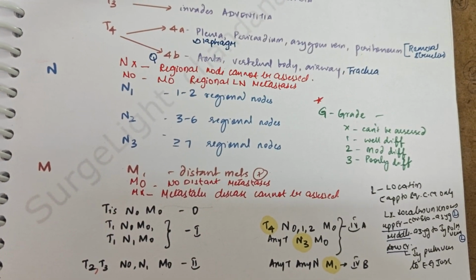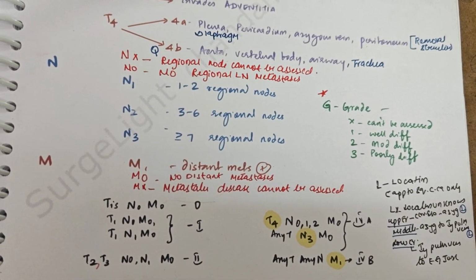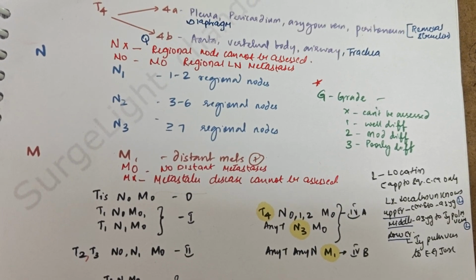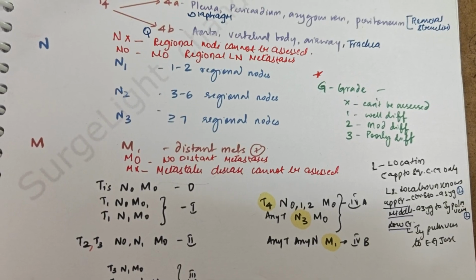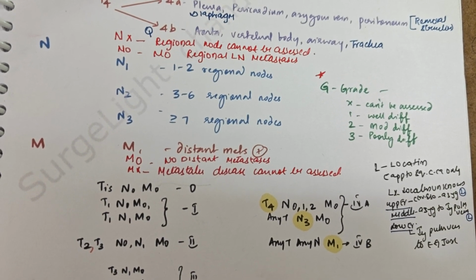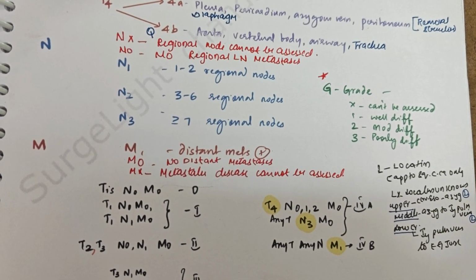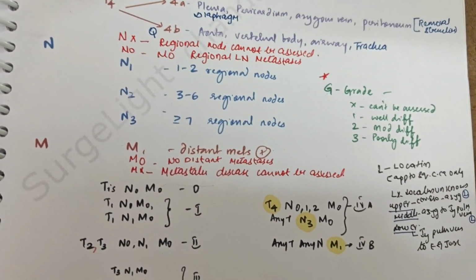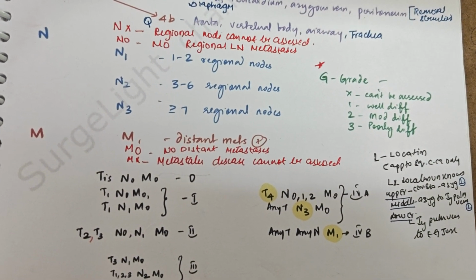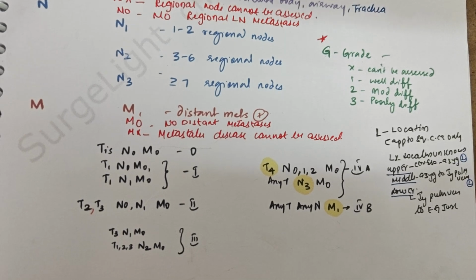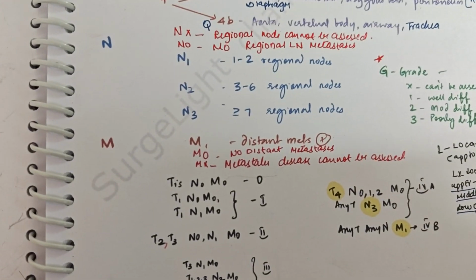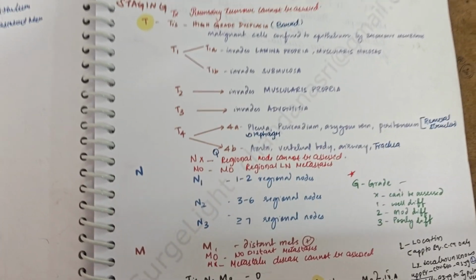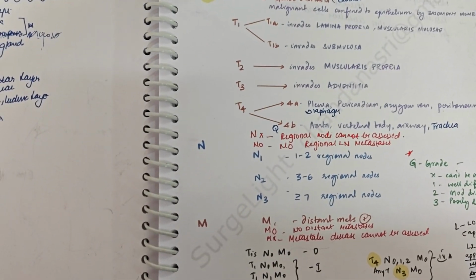What is L here? L is the location, and it is applicable to squamous cell carcinoma only. LX is location unknown. Upper is from the cervical esophagus, and lower is from the inferior pulmonary vein to the gastroesophageal junction. So these are the basic points which we need to discuss.